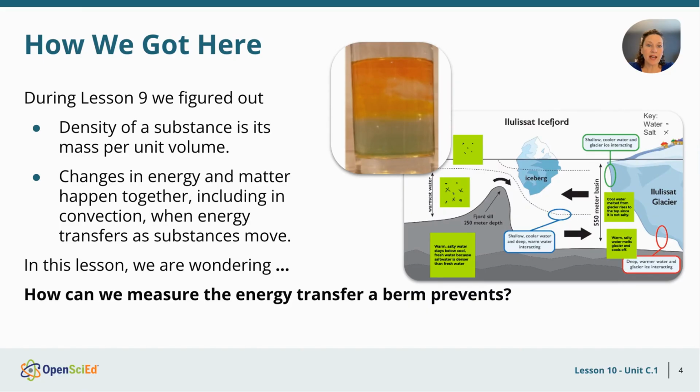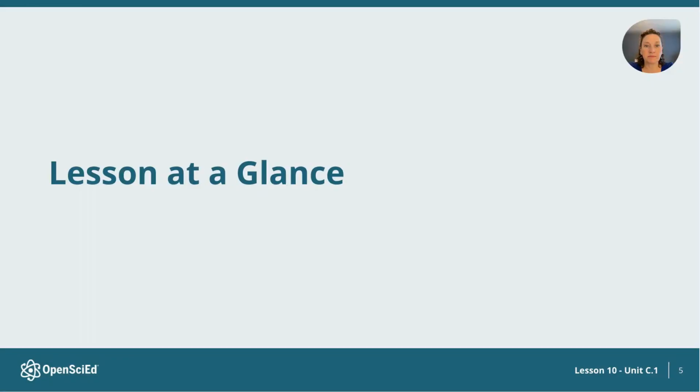So during lesson 9, we figured out that density of a substance is its mass per unit volume. Changes in energy and matter happen together, including in convection when energy transfers as substances move. So in this lesson, we're wondering, how can we measure the energy transfer a berm prevents? Here's the lesson at a glance.